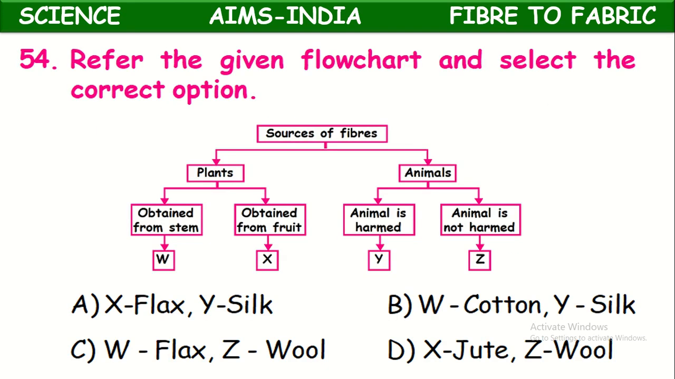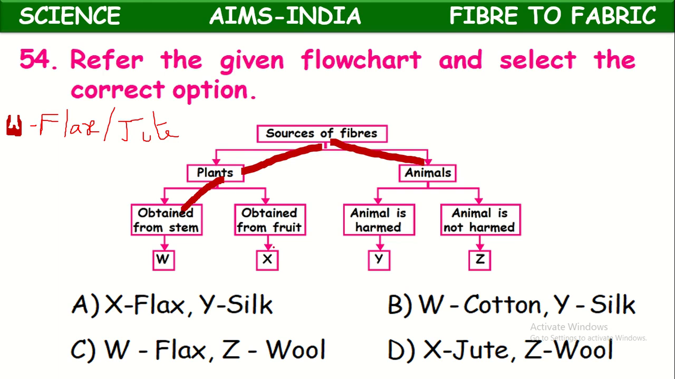Next, refer to the given flow chart and select the correct option. See, sources of fiber are classified into plant fibers and animal fibers. Out of these plant fibers, some are obtained from stem. What are the plant fibers which are obtained from stem? Examples are flax and jute. So W is either flax or jute.